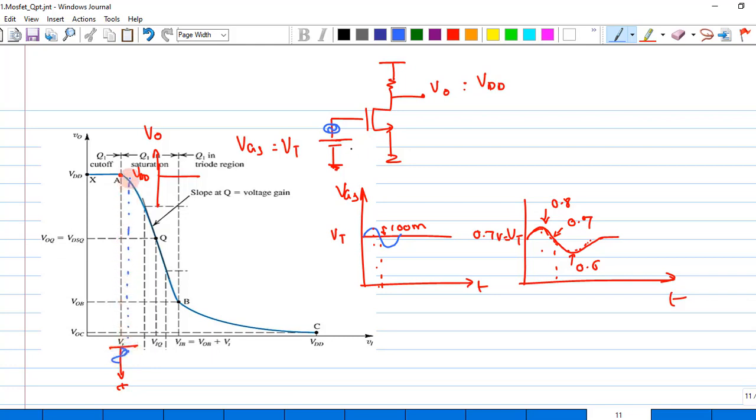I'm just trying to intersect with my output graph, due to which this spot actually gets reflected at this particular point. Whenever there is a positive cycle, the same cycle is reflected at the output here. But what happens when I go for the negative cycle at this particular point?